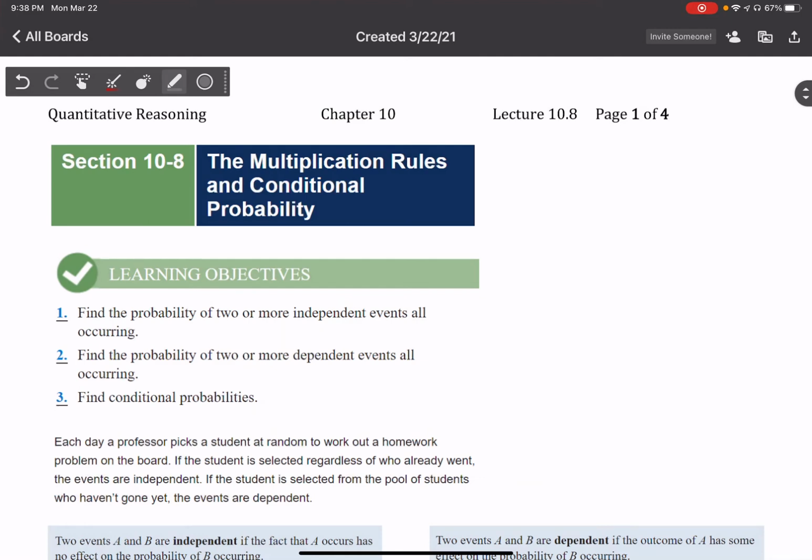Hey guys, we are back with the final section of Chapter 10, Section 8, where we will talk about the multiplication rules and conditional probability. Our learning objectives here are to find the probability of two or more independent events all occurring, find the probability of two or more dependent events all occurring, and find conditional probabilities.